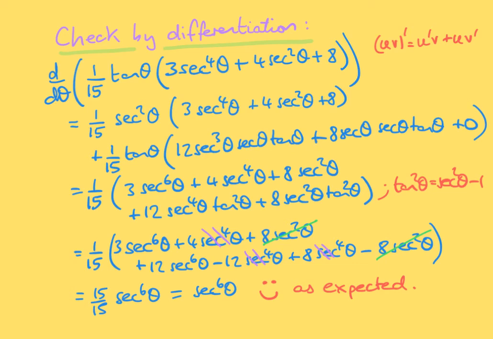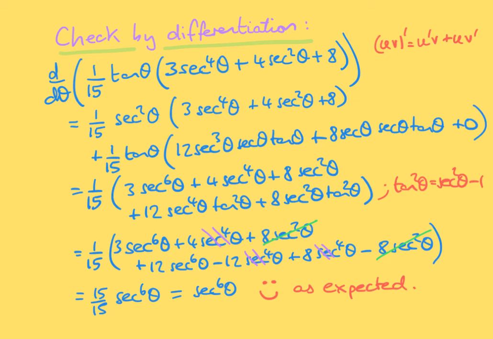Plus, we do exactly the same thing again. 2 comes in front, 2 4s are 8. Reduce the power by 1, that's a secant. Multiply by the derivative of secant, that's sec times tan. And now the derivative of 8 is 0.